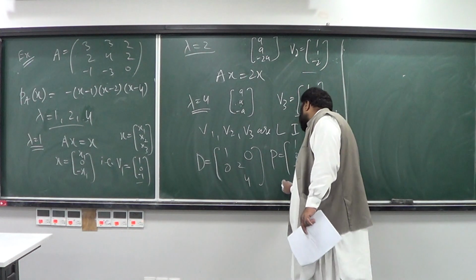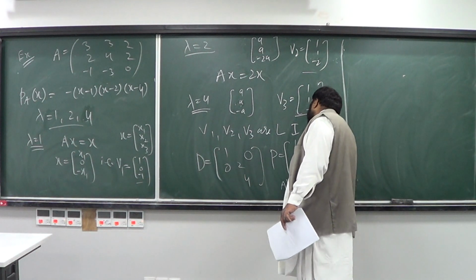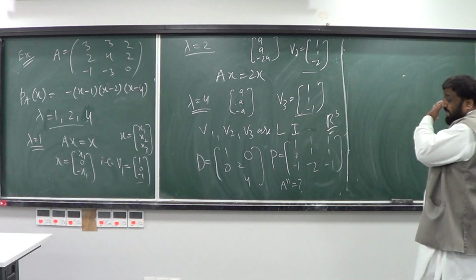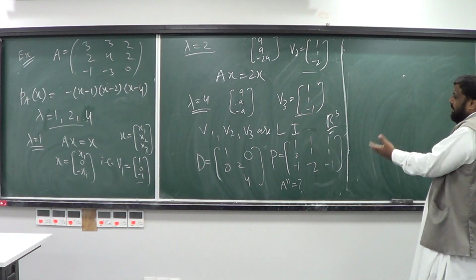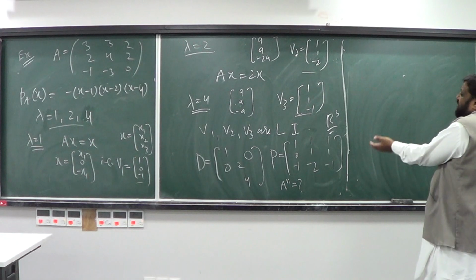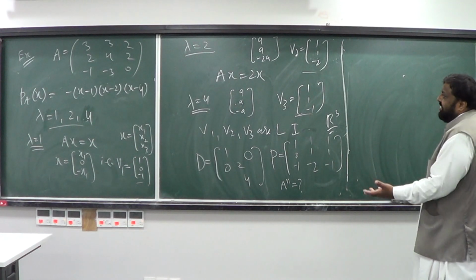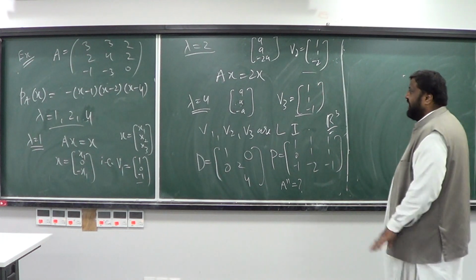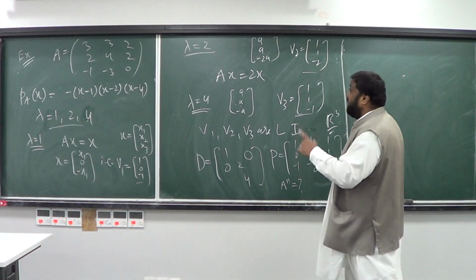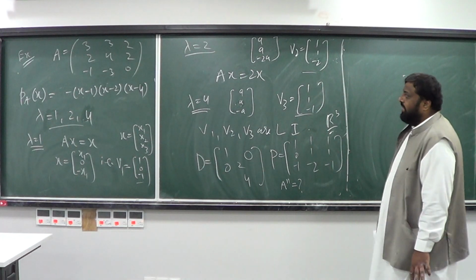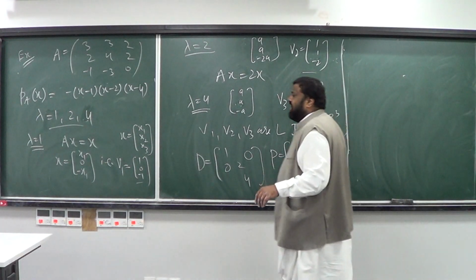So one exercise for you maybe is to calculate A power N for this matrix. Okay, what would be the A power N for this matrix? Calculate D power N, you have matrix P, calculate its inverse, calculate P D P inverse, and you're going to get the value of A power N. P, D power N, P inverse actually. So these are the three little examples.